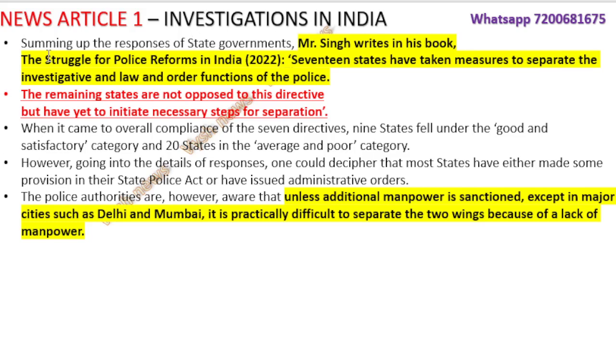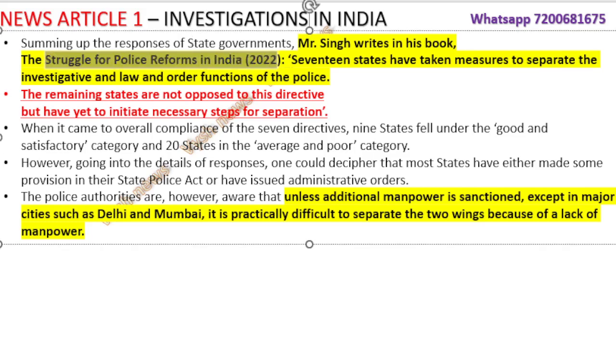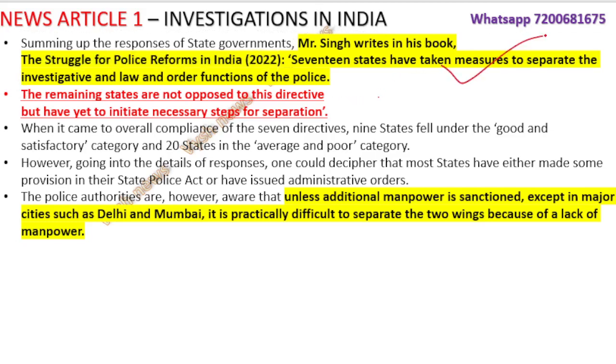His book also, The Struggle for Police Reforms in India, is a book written by Prakash Singh. In that he has told that 17 states have taken measures to separate the investigation and law and order function. The remaining states are not opposing this, but they are not taking the steps either. They are not saying that we are against it, but they are not doing anything to implement it. So overall, if you group the states, 9 states are in the good and satisfactory category, and 20 states are in the average or poor category. So that means everybody is not compliant.